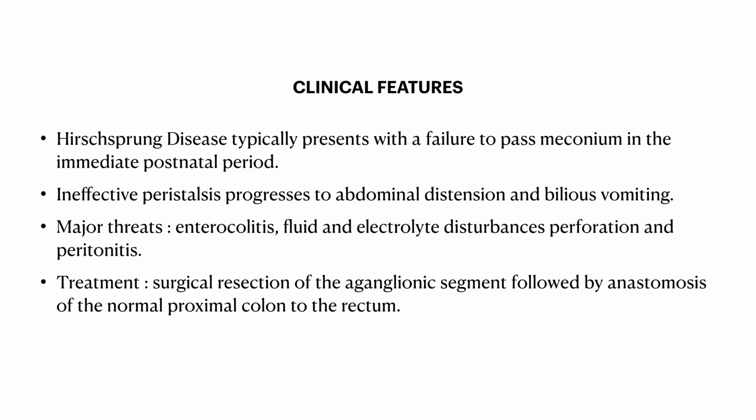Major threats to life because of this ineffective peristalsis are enterocolitis, fluid and electrolyte disturbances, perforation, and peritonitis. These are the major threats to life caused by Hirschsprung disease. The treatment of this disease is simply surgical resection of the aganglionic segment followed by anastomosis of the normal proximal colon to the rectum.